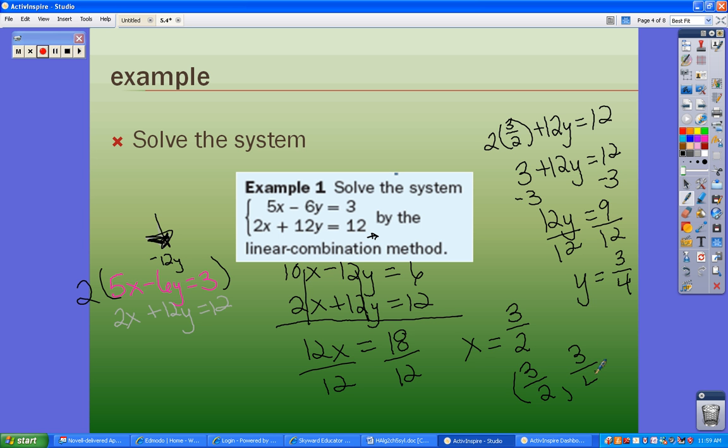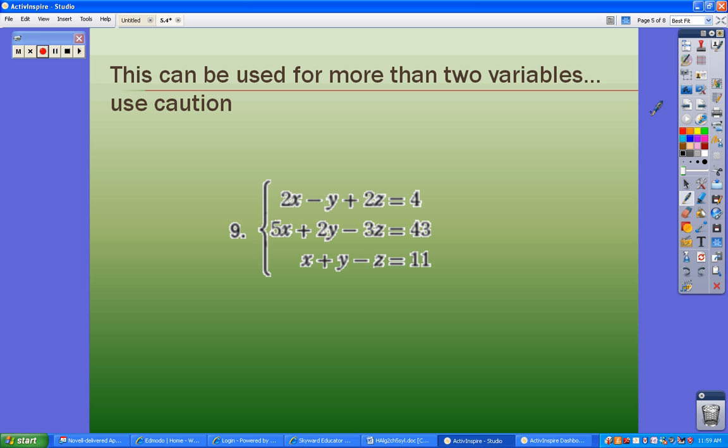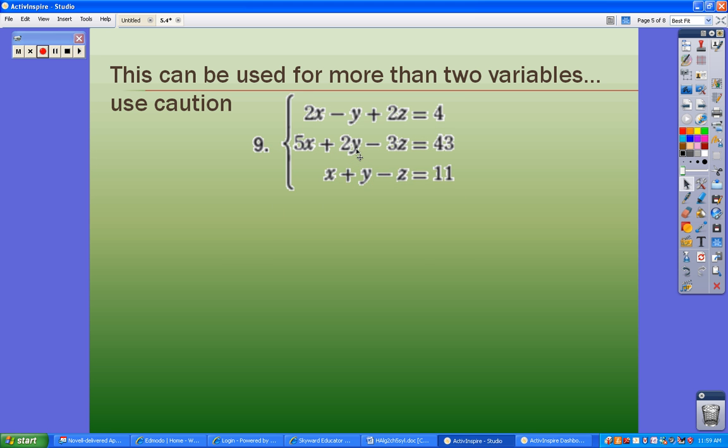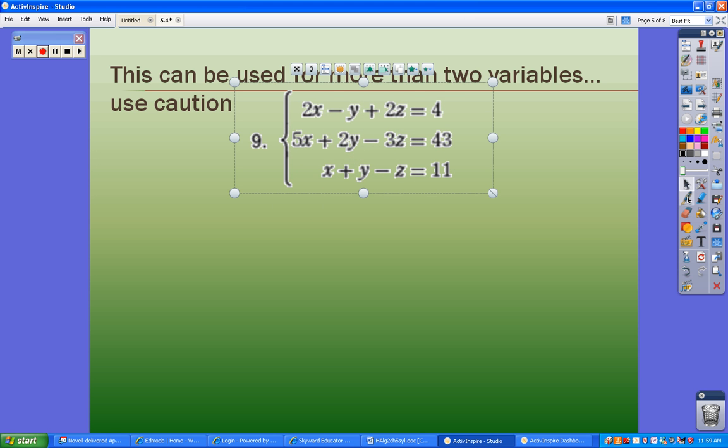3/2 and 3/4. You can check these by graphing if you want. You can check them by plugging into the other equation. You have lots of options to make sure you're getting the correct answer. Okay, this can be used for more than 2 variables. I won't say it's the most fun thing to do in the world, but it is definitely legal to do so. It does get a little messy, so buckle your seatbelts, okay?